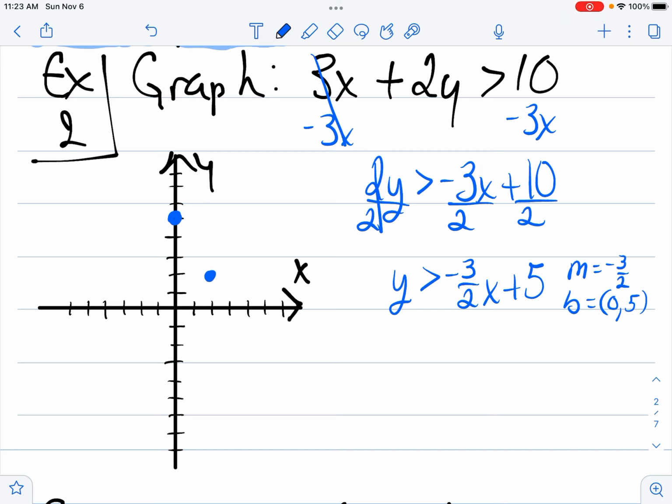Okay. Now, this is something a little more interesting here. Because I'm going to go ahead and graph my line. But then I want you to notice something about this one. This one's a little bit different, because this symbol in my inequality is not an equal to symbol. It is only greater than. When that happens, you have to represent that with a different looking boundary line.